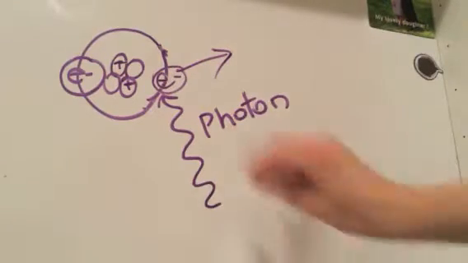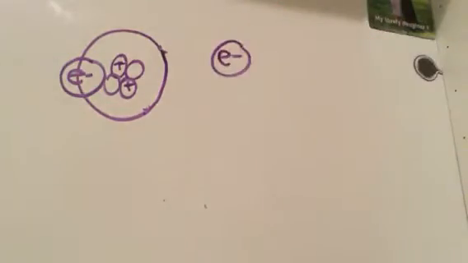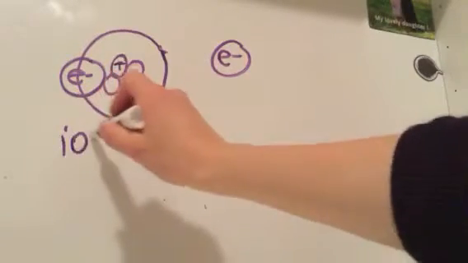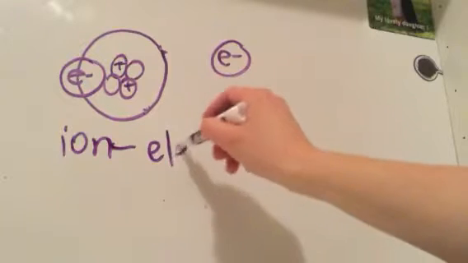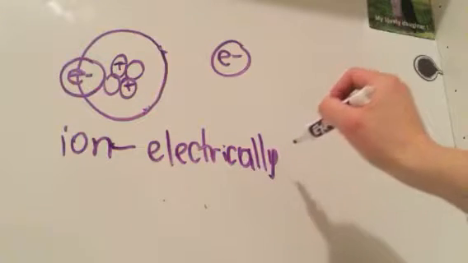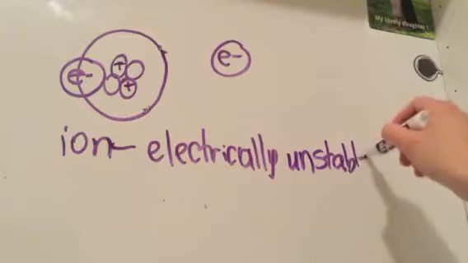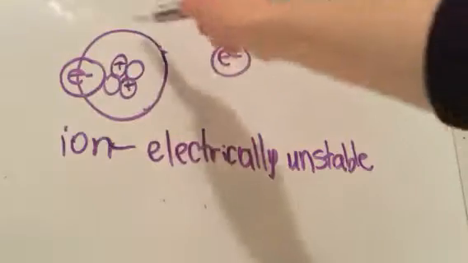I will erase this, and I'll put it over here. It's not connected anymore. And this part is called an ion. An ion is electrically unstable. You can see that this is positively charged now.